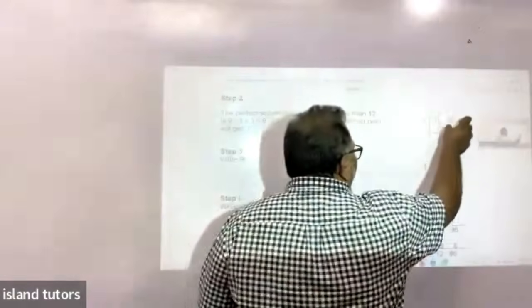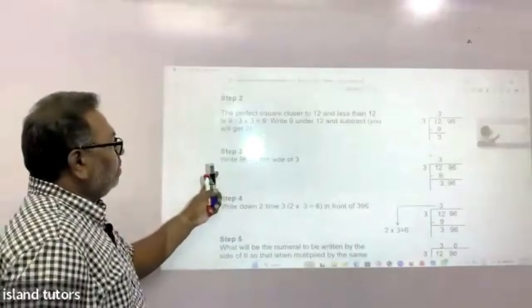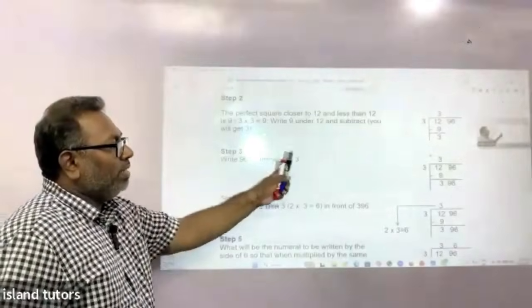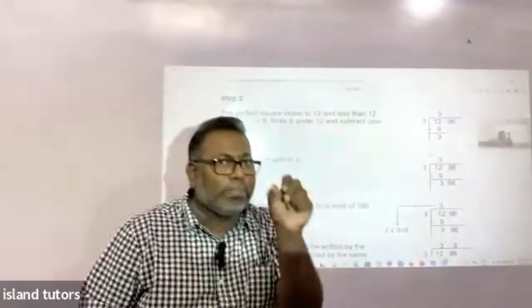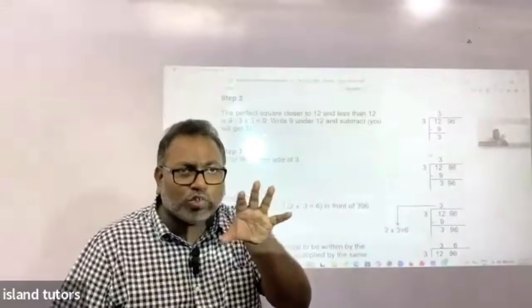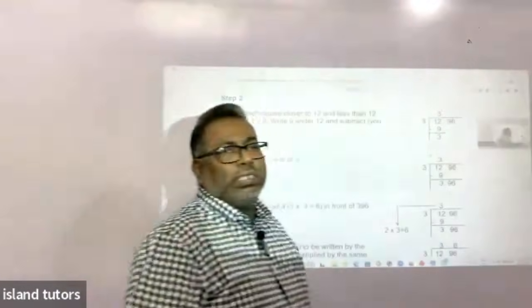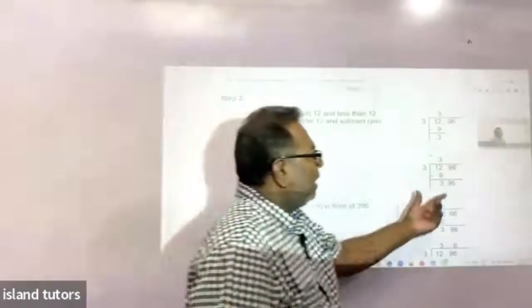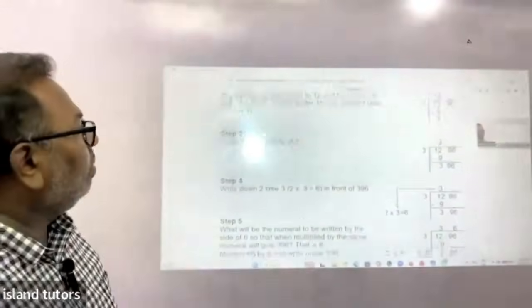Then what do you do? You bring the 96 down. That is the next step. So write 96 by the side of 3. Normally, when you do division, you only bring one number down. But when you're doing the division for the square root, you have to bring both the numbers down. Right? So 396. Then what is the fourth step?